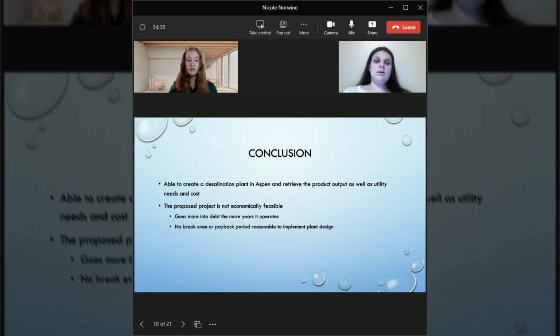So in conclusion, we were able to build a desalination plant in Aspen and retrieve the product output as well as the utility needs and cost, which was then followed by an economic analysis, which found the proposed project is not economically feasible as it goes more and more into debt as the years go on while it operates, and there's no break even or payback period reasonable to implement this design.